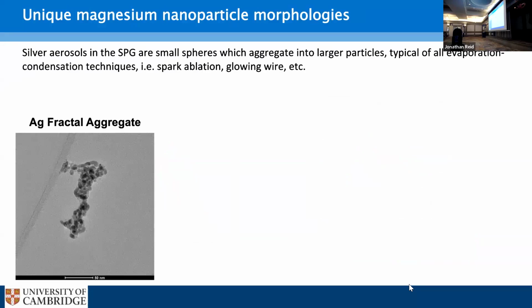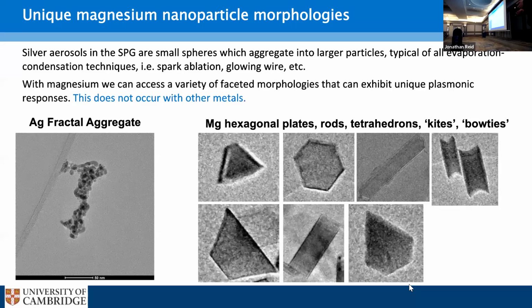But what's really interesting is the shapes that we're able to achieve. So for silver in the SPG, what we tend to see is small spherical particles, and they aggregate to larger fractal structures like this figure on the left here. And that's typical of all evaporation condensation techniques, like spark ablation, for example.